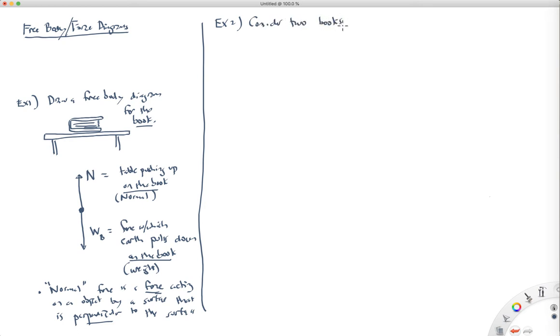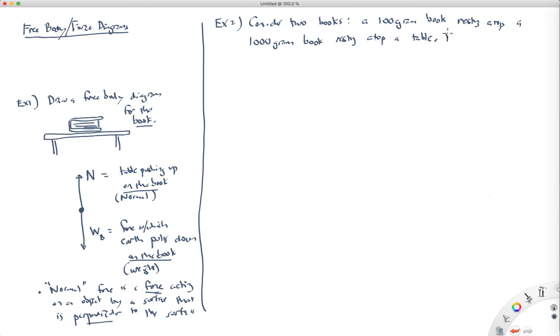Consider two books. A 100-gram book that is resting atop a 1,000-gram or 1 kilogram book that is itself resting atop a table. So this is a little bit more complicated.